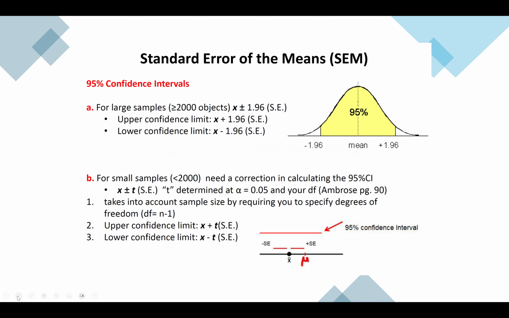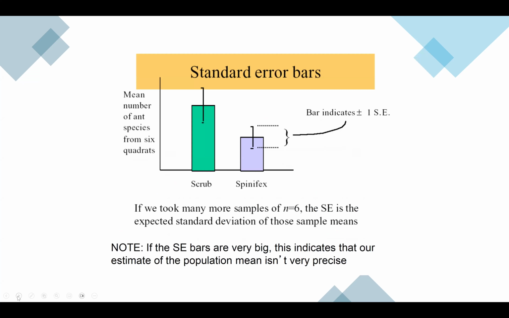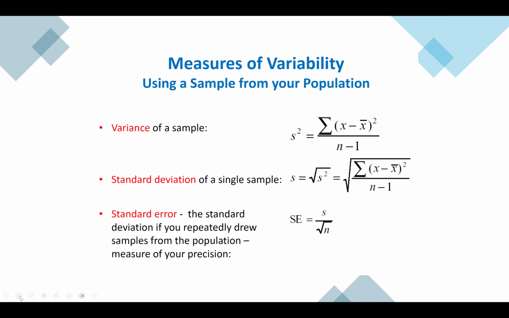jargon? So it's okay. Standard error bars, you've probably seen these. It's the mean number of ant species from 6 different quadrats. And we have scrub and spinifex, so probably where they were living. If we took more samples than 6, the standard error is expected to be the standard deviation of those sample means. So see how big these bars are? They're almost as big as the sample size. It means that it's not very precise. They didn't take enough samples.